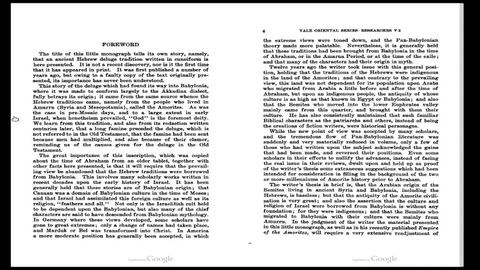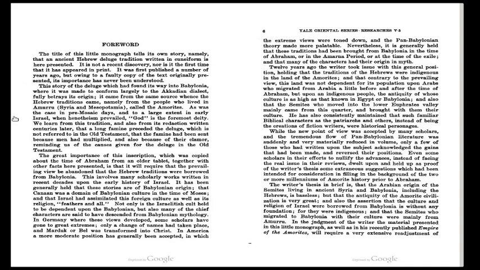The writer's thesis in brief is that the Arabian origin of the Semites living in ancient Syria and Babylonia, including the Hebrews, is baseless, but that the antiquity of the Amorite civilization is very great, and also the assertion that the culture and religion of Israel were borrowed from Babylonia is without any foundation, for they were indigenous, and that the Semites who migrated to Babylonia with their culture were mainly from Amuru.